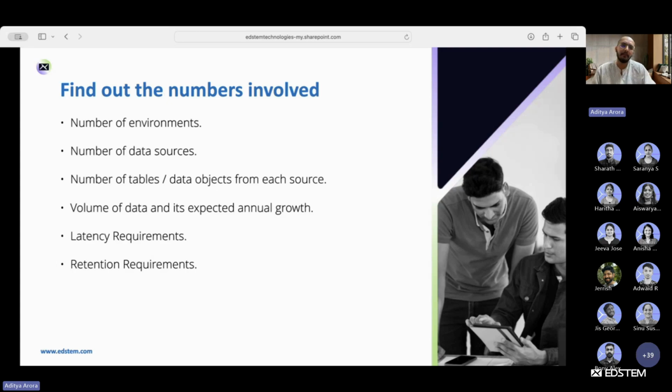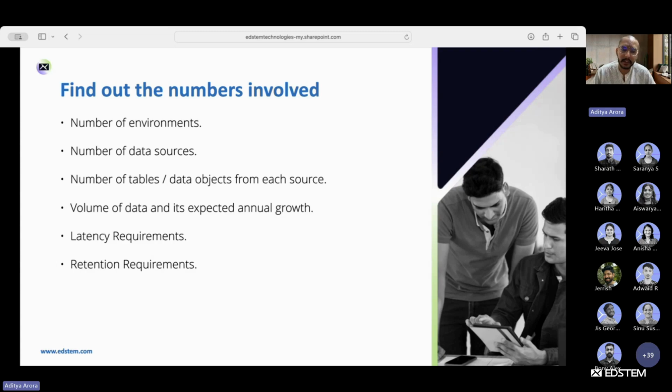Okay. And again, there might be some other stuff which some other people have their own opinions on, some other requirements, some other numbers which are more important than these ones mentioned here. But this is just based on my experience. So you need to understand the number of environments involved. Usually it's just three: dev, QA, prod, or you can call it dev, test, prod. But sometimes you might also need sandbox environments and so on. So that kind of stuff you need to know.